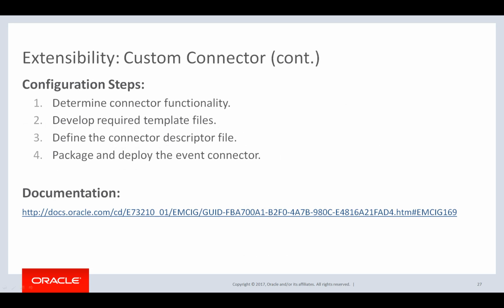There are 4 high-level steps to create a connector. As a first step, you need to analyze your requirements and determine what functionality to include in the connector. There is an entire section in the documentation to help determine which templates to use. After that has been decided, then you can define the connector descriptor file and then package and deploy the connector to EM. For more information, please visit the online documentation, where you will find step-by-step instructions along with examples.